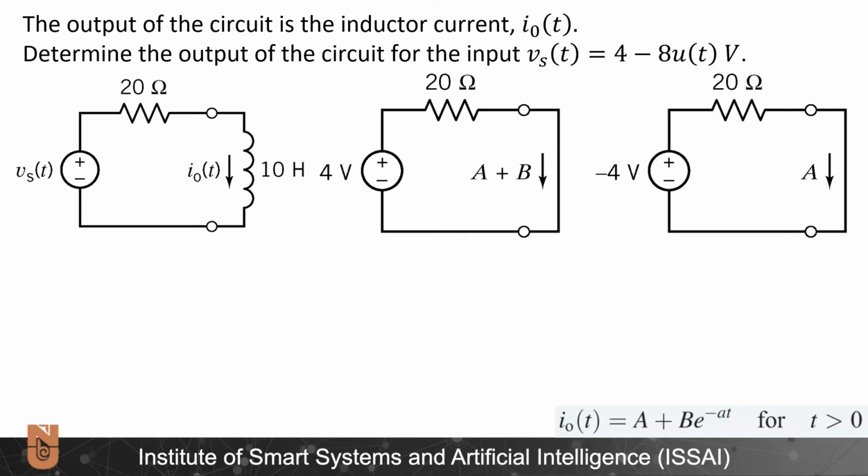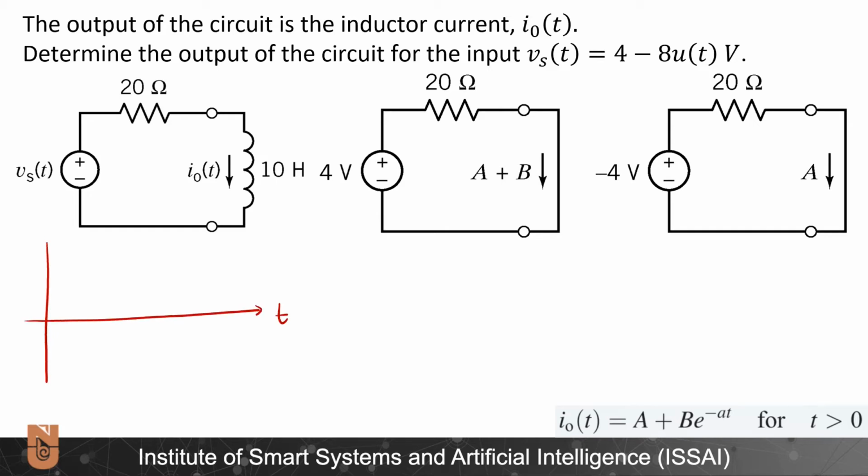The output of the circuit is the inductor current I0, and we need to determine the output of the circuit for the input Vs is equal to 4 minus 8 u(t). Now, I would start solving this question by drawing Vs.